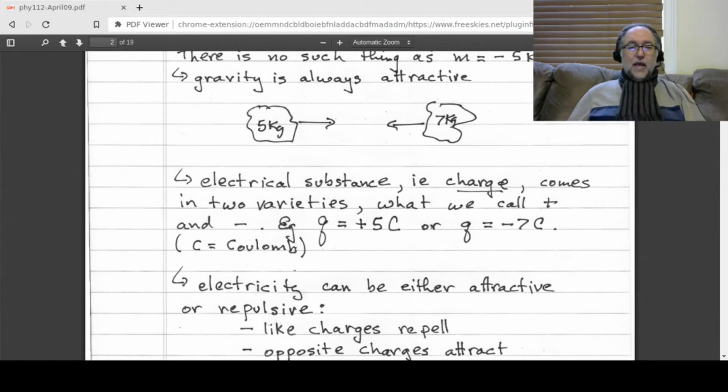So for example, you can have a charge which is plus 5 coulombs. We'll talk about what a coulomb is in a bit. Or you can have another charge which is negative 7 coulombs. So you can have either positive or negative charges.